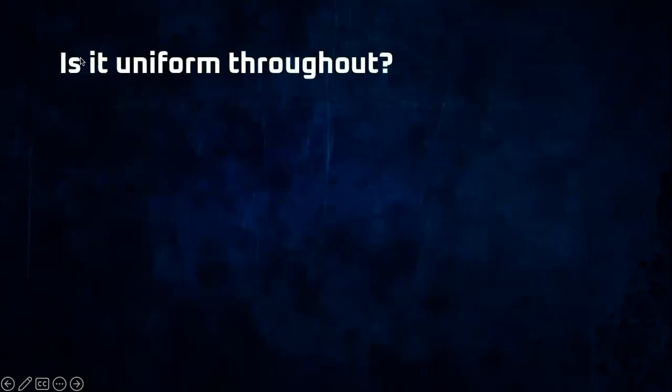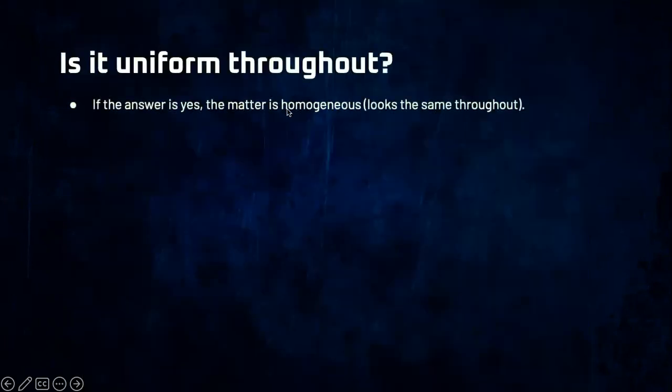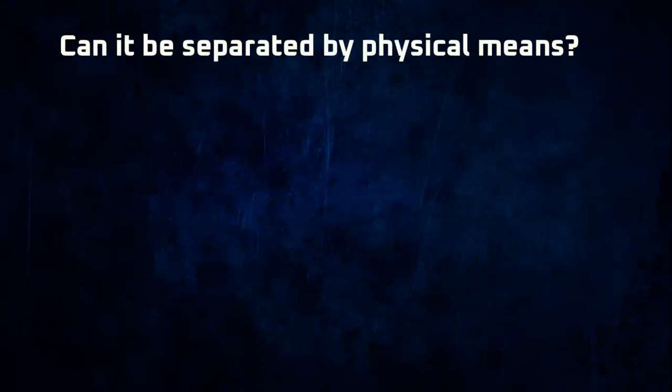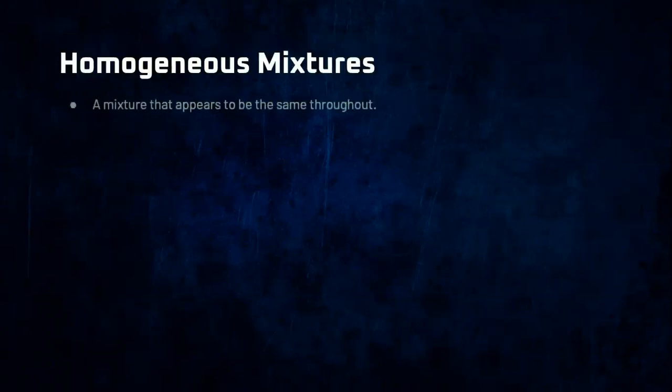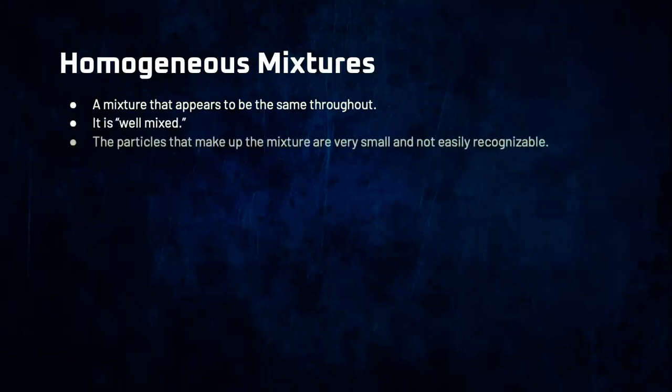So let's carry on. If the answer is yes, the matter is homogeneous, looks the same throughout. That leads us to another question that students always think about. Since it is the same throughout, uniform throughout, can it be separated by physical means? If the answer is yes, it means that the matter is a homogeneous mixture or solution. So what are homogeneous mixtures? It's a mixture that looks well mixed. The particles that make up the mixture are very small and not easily recognizable.